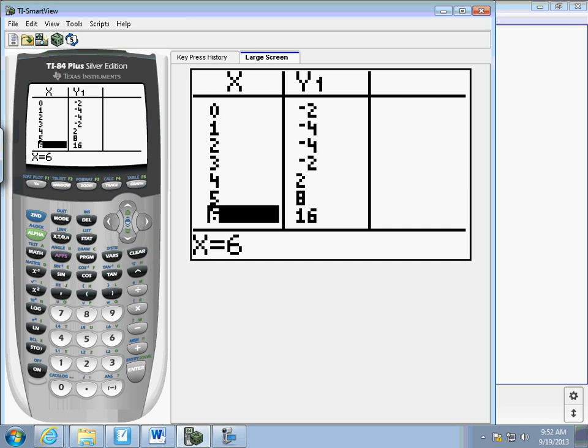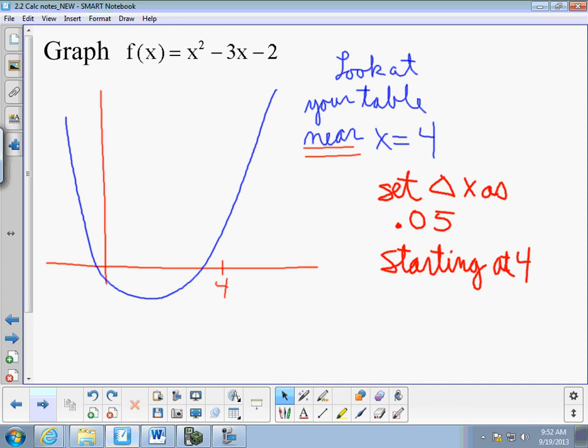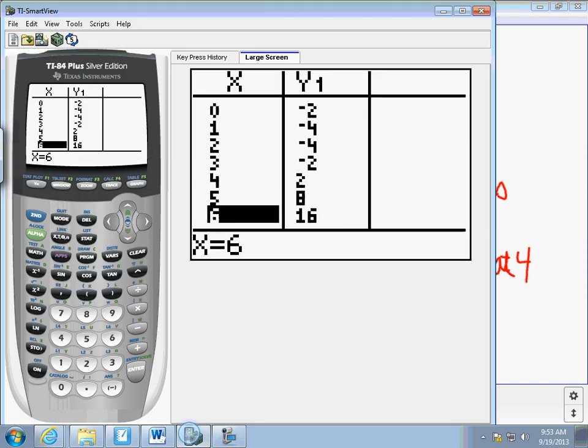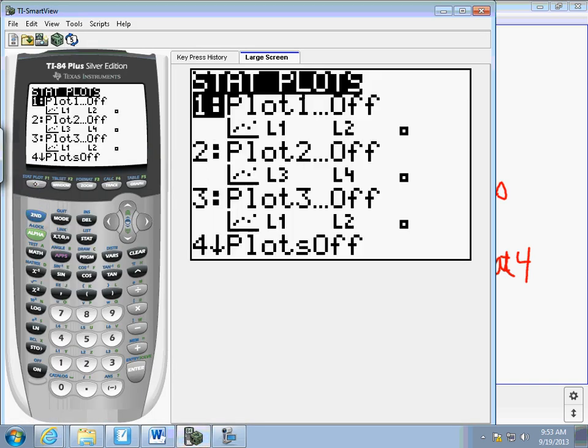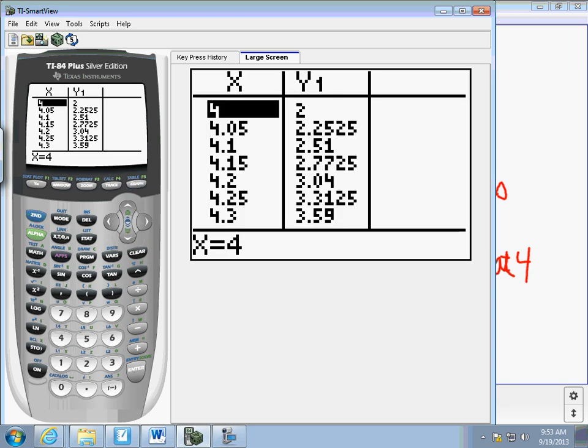What a limit is about is what's happening near the point. The limit is about what's happening near 4. Now I'm going to have you change it. Go back to table set and change the delta table to 0.05. Change the delta table to 0.05. So second, wrong button, second table set, and I'm going to still have my starting value at 4, but 0.05. So now when I go to table, I'm much closer in, right?